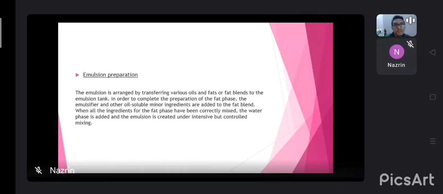The second phase is emulsion preparation. The emulsion is arranged by transferring various oils and fats or fat blends to the emulsion tank. In order to complete the preparation of the fat phase, the emulsifier and other oil-soluble minor ingredients are added to the fat blend. When all the ingredients for the fat phase have been correctly mixed, the water phase is added and the emulsion is created under intensive but controlled mixing.